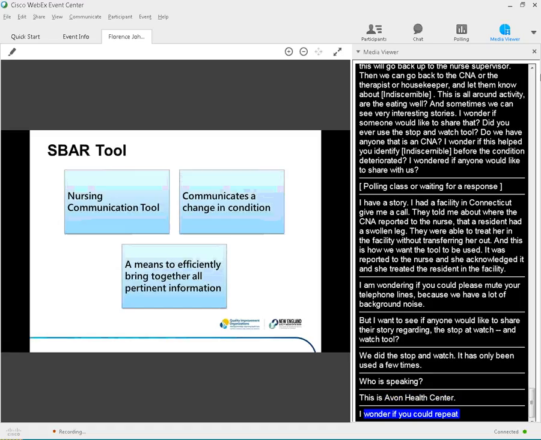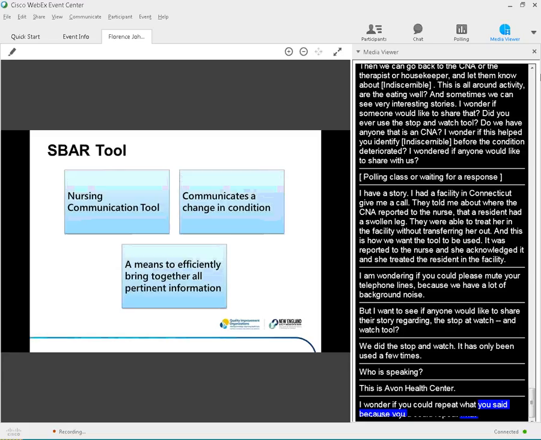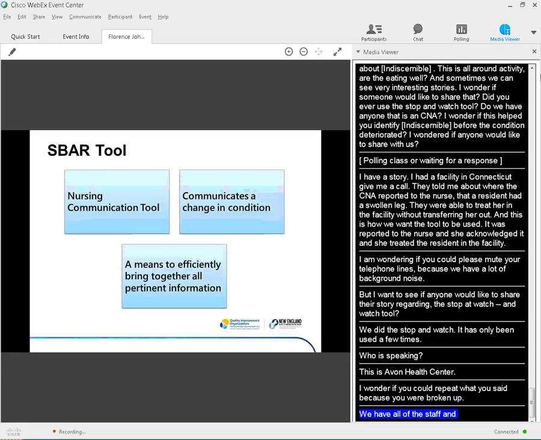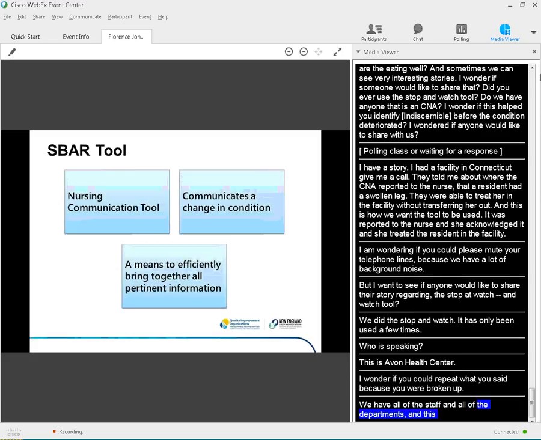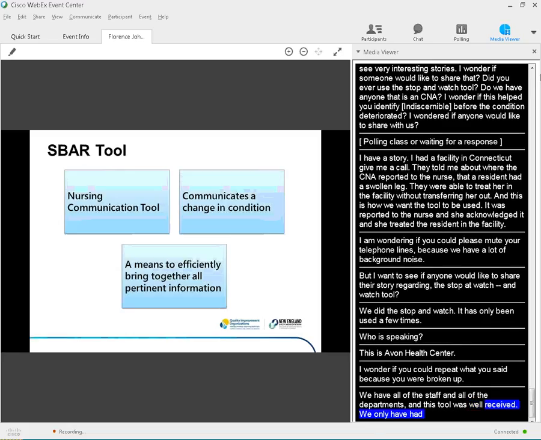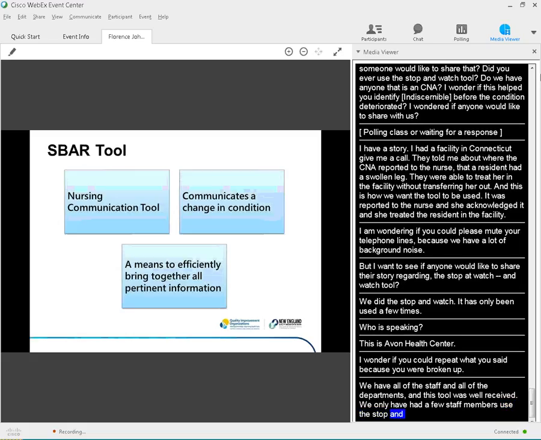We started the Stop and Watch program at Avon, and we introduced all the staff and all of the departments, and during the in-servicing it was very well received. However, right now we're in the process of conducting a root cause analysis because we've only had a few staff members actually use the Stop and Watch pad. So we're in the process of trying to figure out how we can get more use out of Stop and Watch.